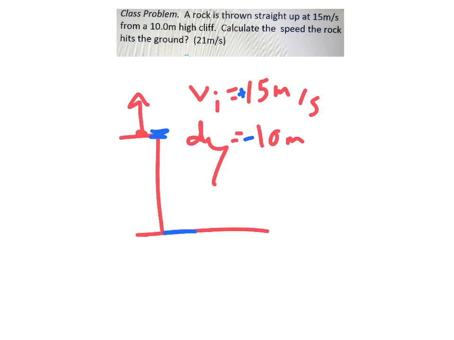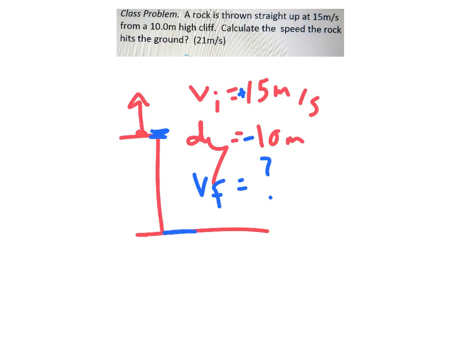And now what does it want to know? Calculate the speed of the rock as it hits the ground. That's VF. It is not the speed after it hits the ground. After it hits the ground, it's obviously going to come to a stop. It wants to know the speed as it's about to hit the ground, that last split second right before it hits.